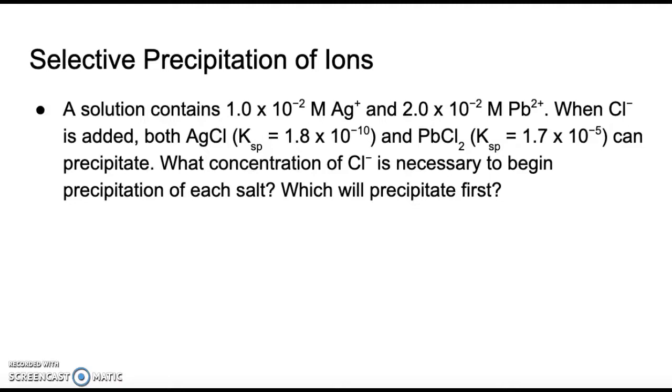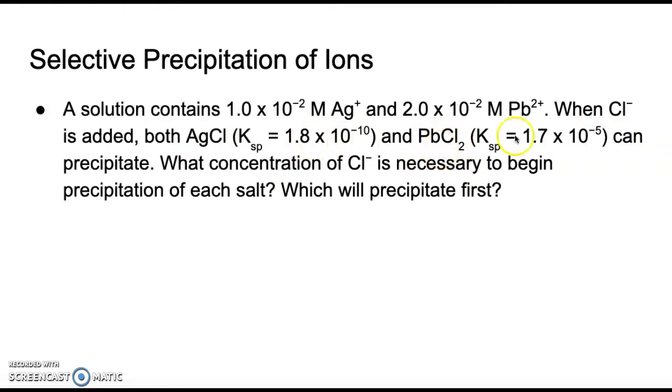So let's say, for example, we've got a solution that has both silver ions and lead ions in it. And you can see here the concentration of silver is 1 times 10 to the negative 2, and the concentration of lead is 2 times 10 to the negative 2. So what you can do is add chloride ions. That could be sodium chloride, potassium chloride, whatever. But anything with chloride ions, both silver chloride and lead chloride have the potential to precipitate.